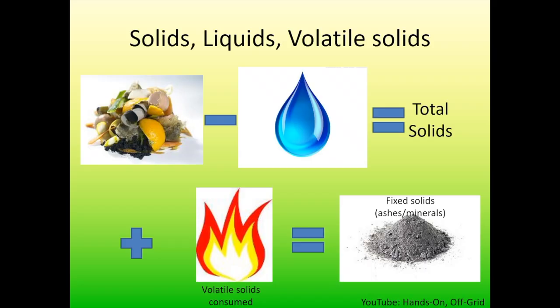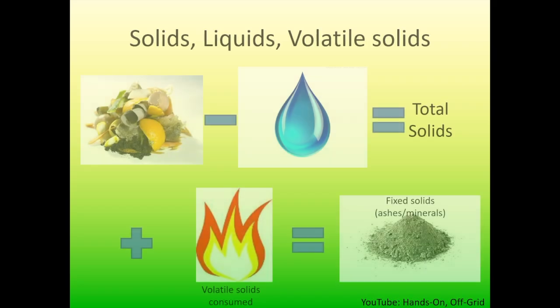So imagine taking your feedstock and removing all the water from it. That's called total solids. Now take that solid material and burn it. What's left are called fixed solids or ashes. What got burned in the fire is the useful food for oxidation processes. That's where the energy is. These are called volatile solids.